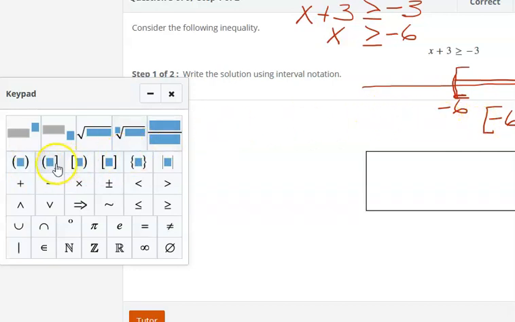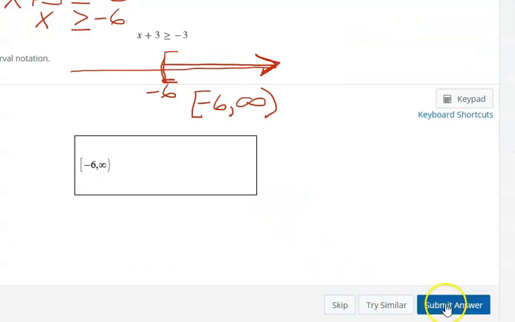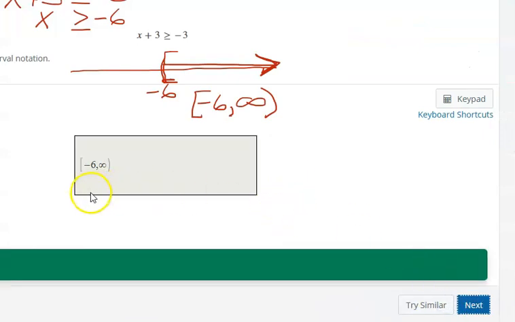So I'm going to click on this one, and notice what now appears in the answer box. I'm going to type in there negative 6, comma, and then also here is my infinity symbol, which I've clicked on, and it forms there. And now I go over to where it says submit answer, and it says I got that right.